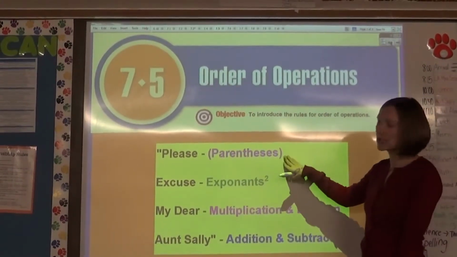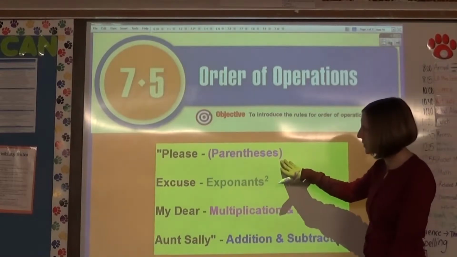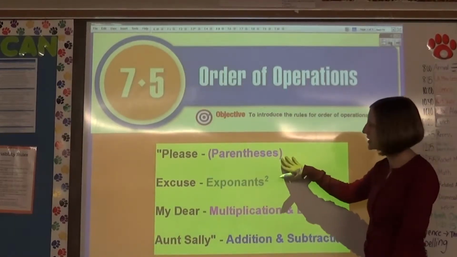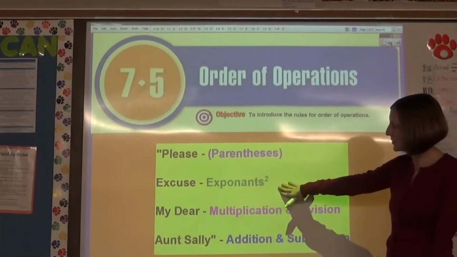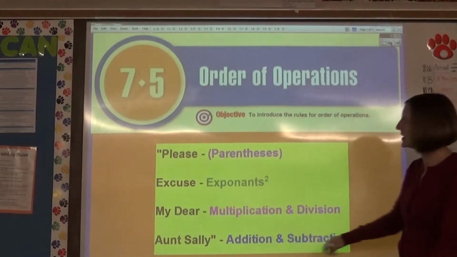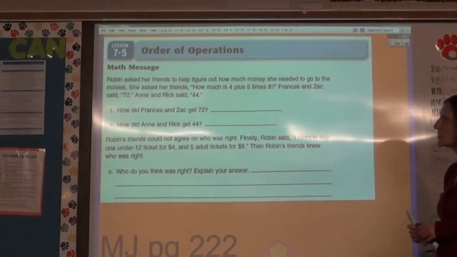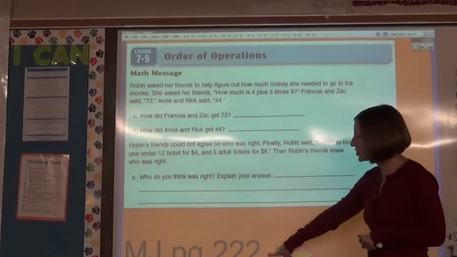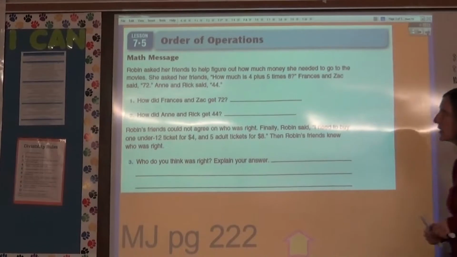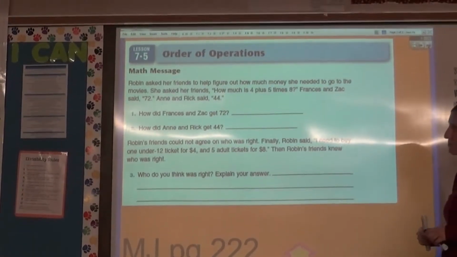This is the order that you need to use when you are solving number sentences. Parentheses first, exponents, we multiply and divide, and then add and subtract. So let's look at some examples. To begin, you'll start on page 222 in your math journal. We're going to look at a story problem.